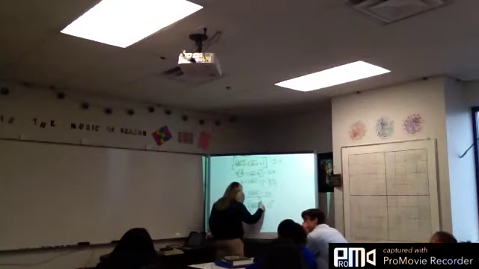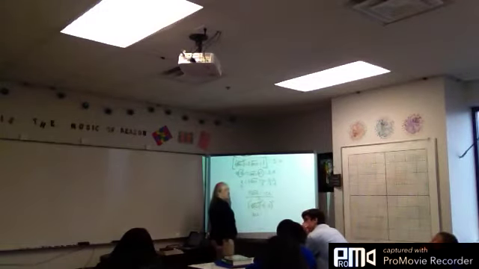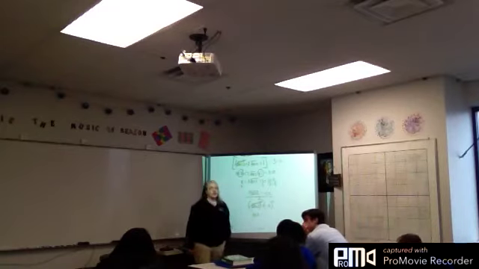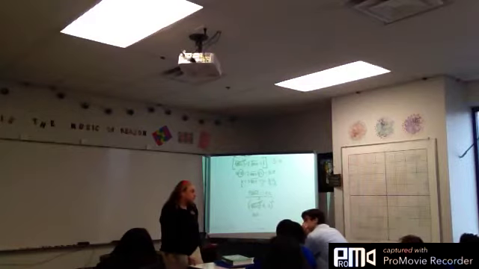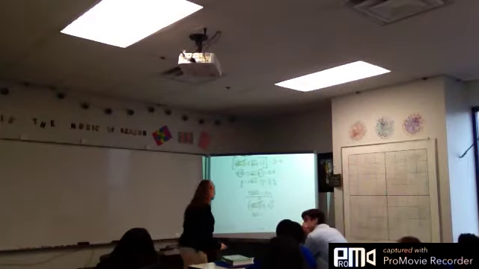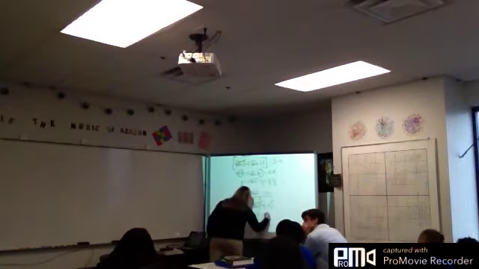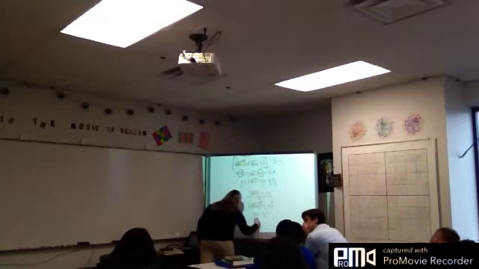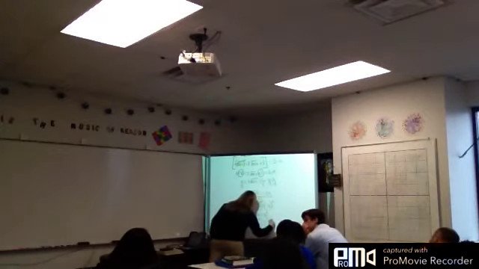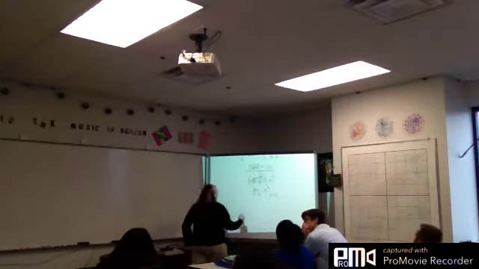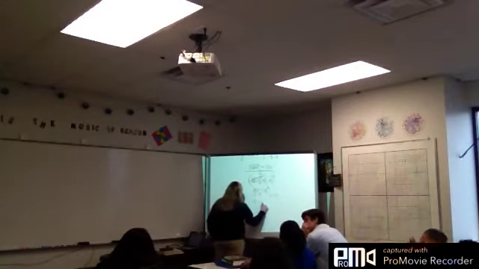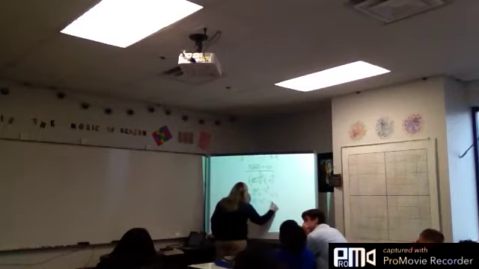What happens when I square negative x? What's negative x times negative x? Positive x squared. Now I'm going to subtract x and subtract 2 so that I can have everything on one side. So I'm going to say 0 equals x squared minus x minus 2.